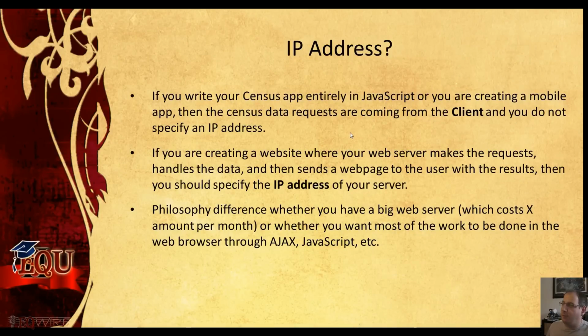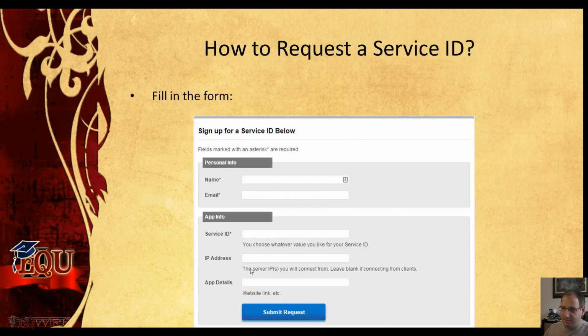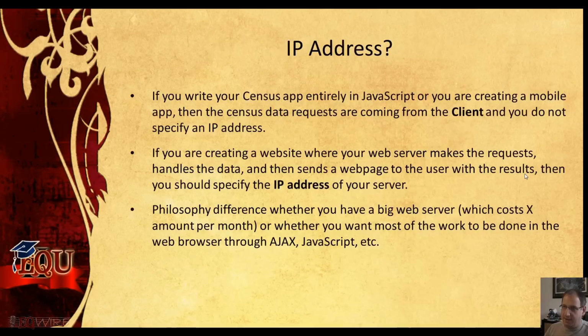One of the questions on the form is IP address, and there's a reason for that. If you write your Census app entirely in JavaScript, or if you are creating a mobile app, then the IP address will vary based on who is actually using the JavaScript or using the mobile app. So because the data requests are coming from the client, you don't need to specify an IP address. However, if you're creating a website where your web server is making the requests and handling the data, then you need to specify the IP address of your server.